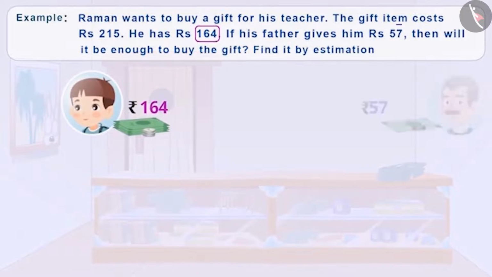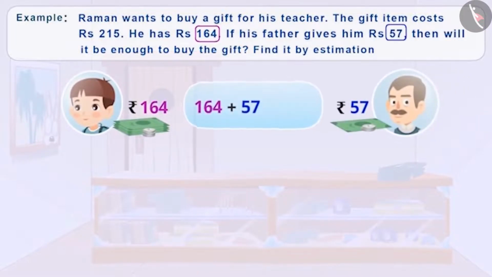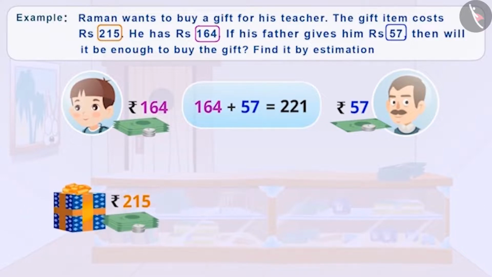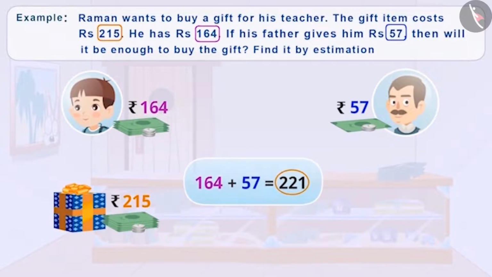By adding Raman's money with the amount he got from his father, we get rupees 221. If we compare it with the cost of the gift, we can find whether it is enough or not. But this is not required here. Rough estimation saves the time and helps in comparison as well. Therefore, we will find the value nearest to the result.